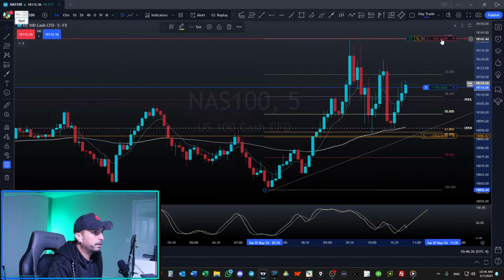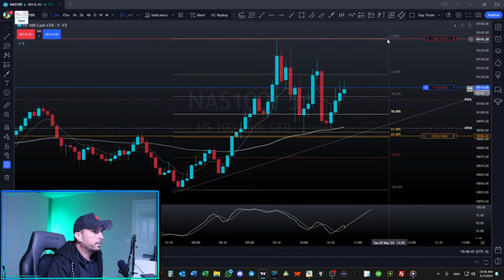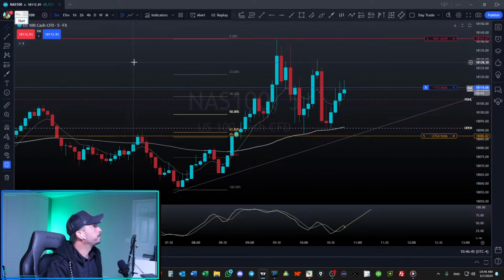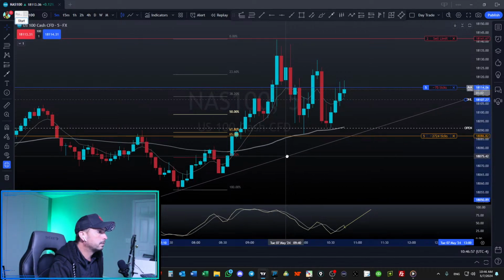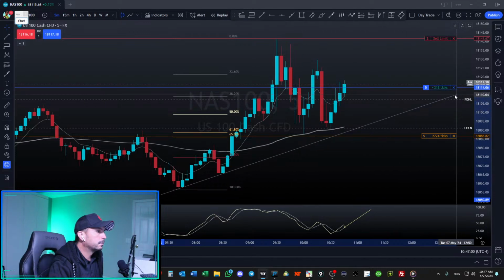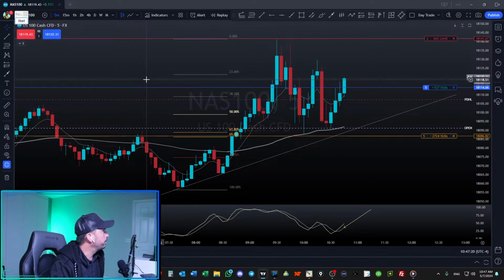Pull this fib all the way here. I don't want to leave the fib there because it crowds the chart too much and then we can't see what's going on, but just so we can have a little idea. All right, moving pretty nice.